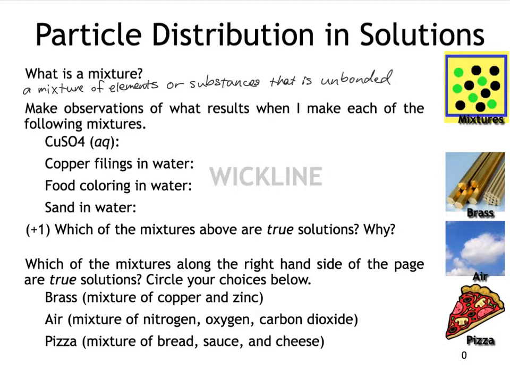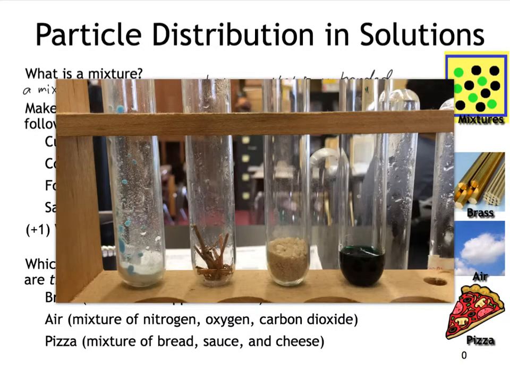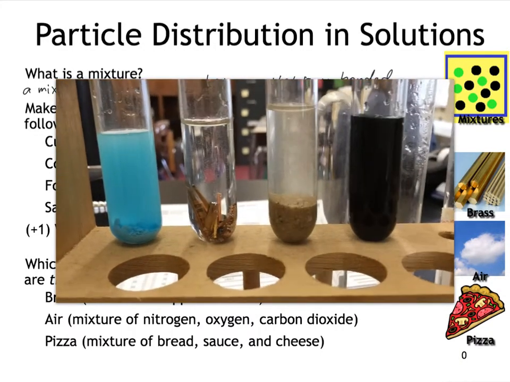Okay, so watch the following video to see what happens when I make each of the following mixtures. That would be copper 2 sulfate, copper filings in water, food coloring in water, and sand in water. Okay, so right here on the left is the copper 2 sulfate in water. Some of it has dissolved, but the copper filings, it looks like none of it dissolved, and the sand didn't really dissolve. But it does look like the food coloring was able to dissolve.